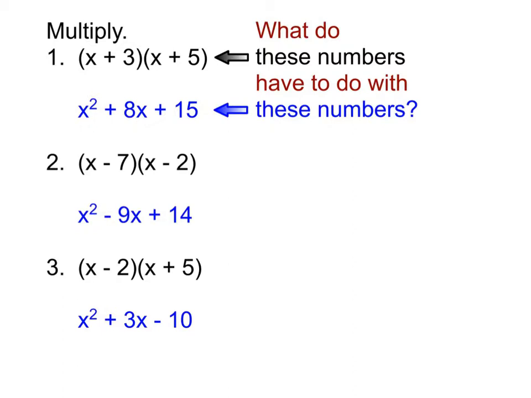So take a look at the numbers that are involved. We'll use this first one as the example. So what do the 8 and the 15 have to do with the 3 and the 5? Yeah, you'll notice that the 8 comes from adding the 3 and the 5. The 15 came from multiplying the 3 and the 5.